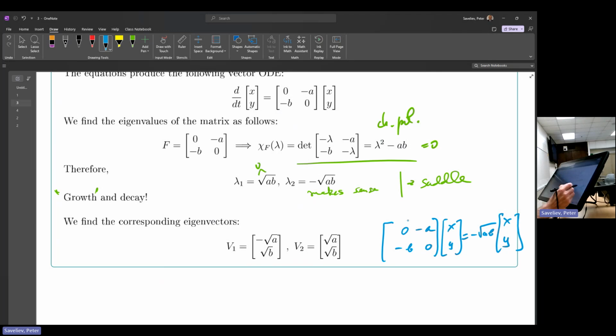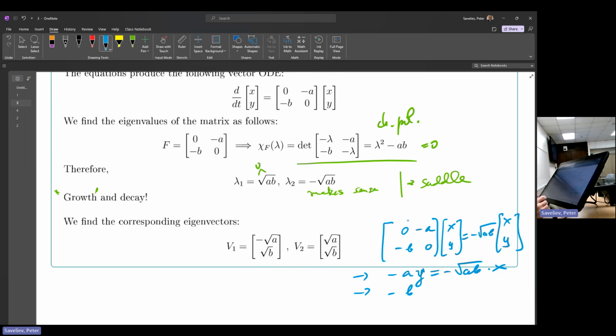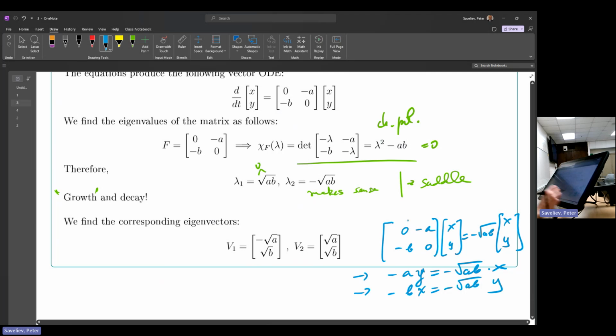It's not too complicated because the matrix is so simple. I'm getting negative a x equal to negative square root of ab times x, and from the second one I have negative b... I'm sorry, this is the y. I'm multiplying the first row by this one, so negative a y is equal to negative square root of ab x. And then I have negative b x is equal to negative square root of ab y.